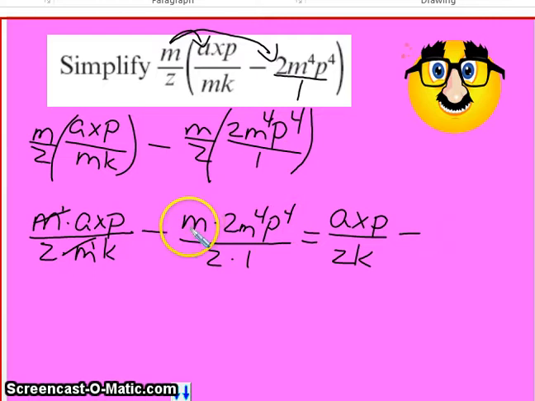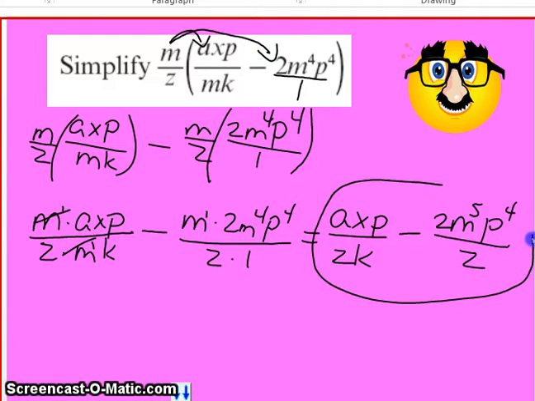Now over here I have m times m to the fourth, like bases that I am multiplying, so I can add their exponents. So this is like m to the first. So m to the first times m to the fourth is m to the 1 plus 4, or m to the fifth. So I've got 2m to the fifth. I don't have any other p's or z's, so p to the fourth over z times 1, which is just z. Now this is my solution.